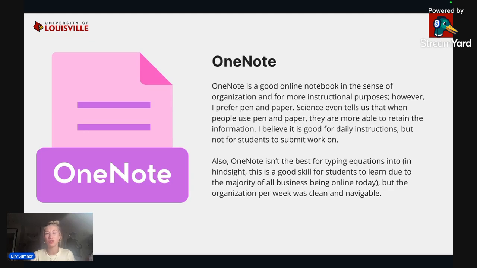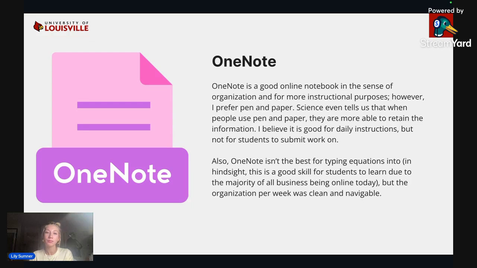I also believe OneNote itself is good for daily instructions, but not something students should really submit work on. OneNote isn't really the best for typing equations into, but in hindsight, this is actually a good skill for students to learn because Excel and the Microsoft platform is really big with businesses. So I do think it's a topic that should be breezed over, but I do believe students should do a majority of their work with pen and paper.